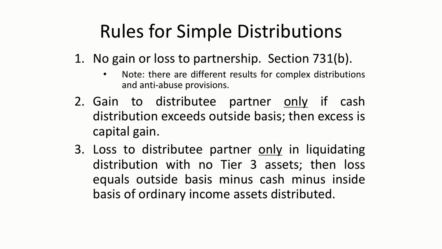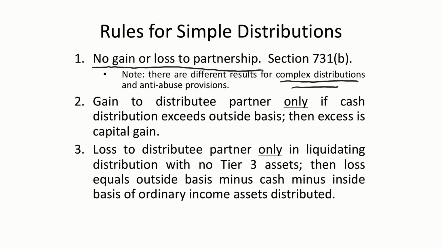There's 3 rules that we consider. Distributions, very difficult. I'm going to make them as basic as possible. Keep these rules in mind. So you've got to remember, there's consequences to partner and partnership, both in a distribution, because the partnership is distributing property. So in a distribution, there's never gain or loss to the partnership. Now, this is for simple distributions. This is going to change for complex distributions, but again, we're not doing that.